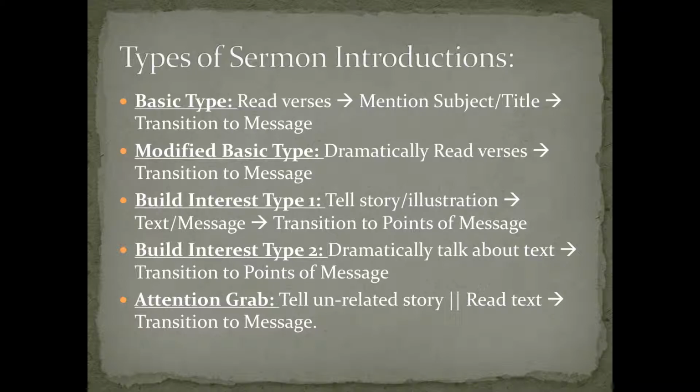Then you have a build interest type 1. It's when you tell a related story, a story or illustration that's related to the text, and then you transition into the actual passage in the text. And then you have a build interest type 2. Instead of telling a story, you dramatically talk about the text. Not read, but just dramatically talk about the background of the text, and then you transition into the text and then to the points of the message. And then finally, you have what is called just an attention grab. You just tell an unrelated story, maybe a humorous story or just an interest story, and then you read the text and transition into the message.